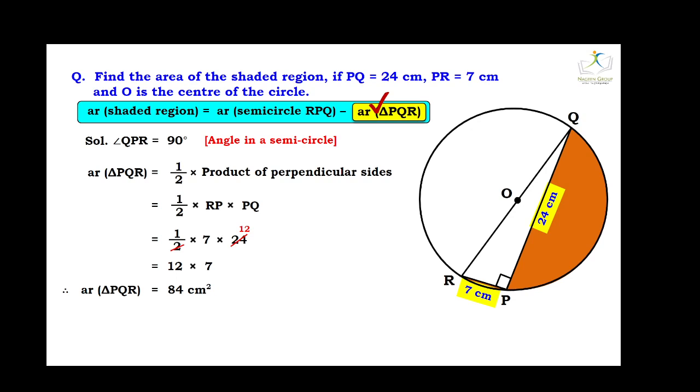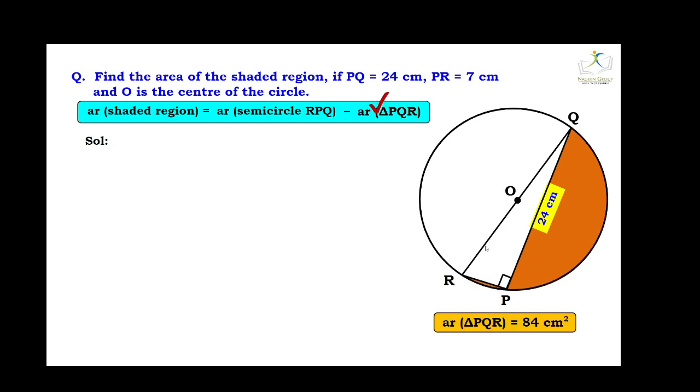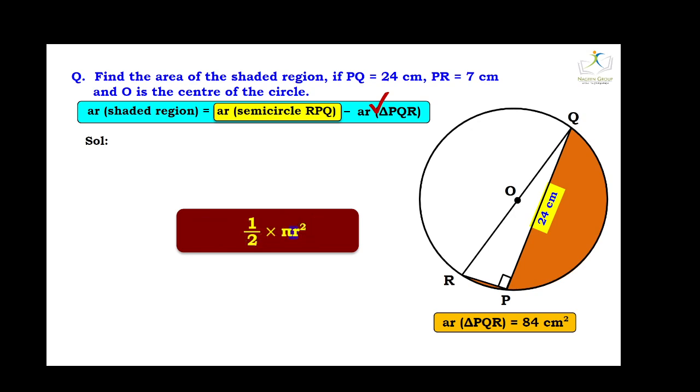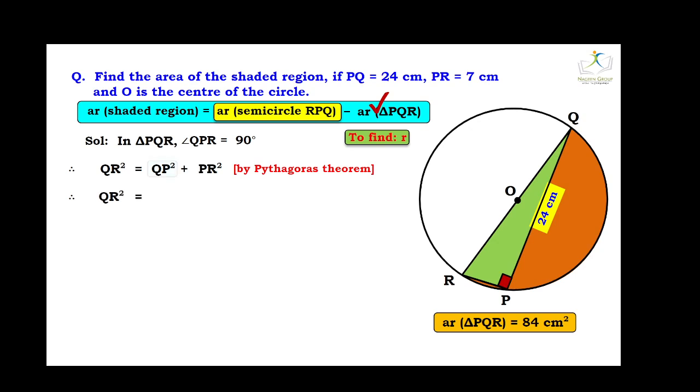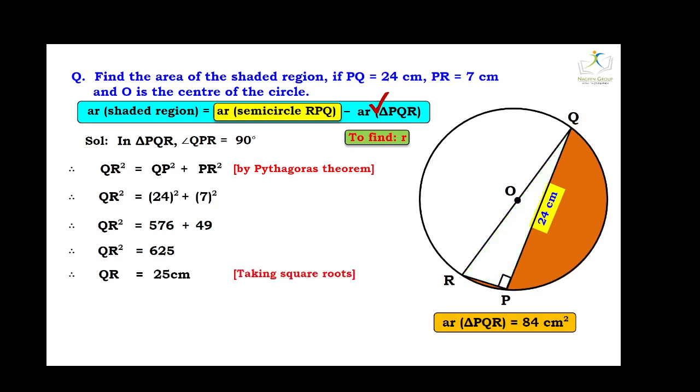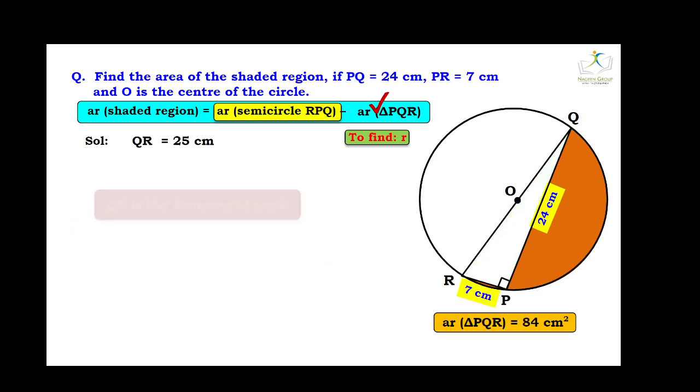But if you want to find the area of the semicircle, the formula is half pi r square. So we need the radius. So first we have to find the diameter. This QR diameter we have to find. So how to find the QR diameter? Use the formula of the Pythagorean result. So 7 square plus 24 square. How much? 625. Square root of that is 25. So the diameter is 25. We can take the radius as 25 by 2.